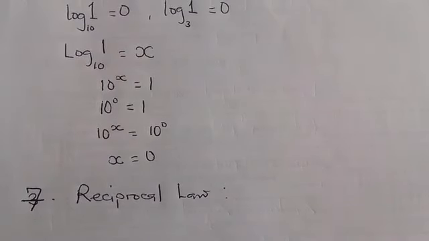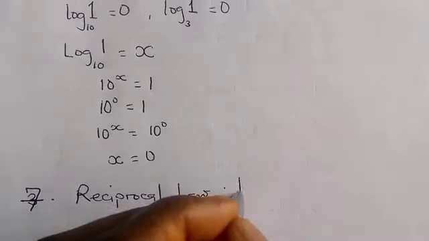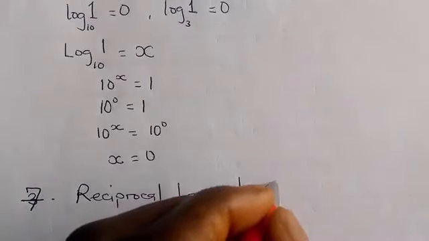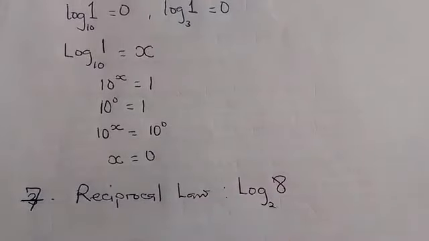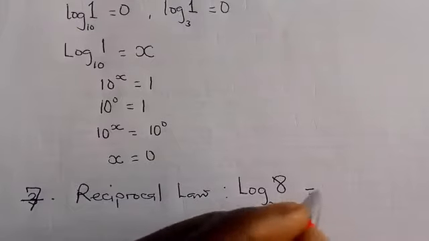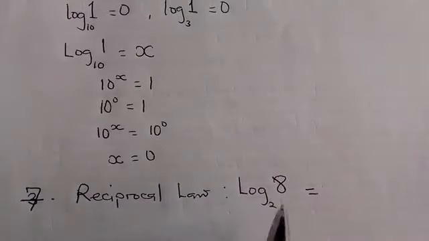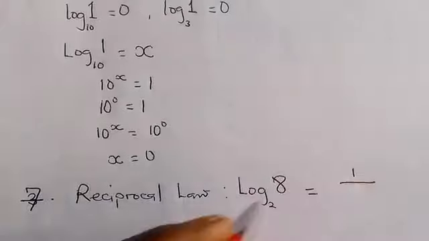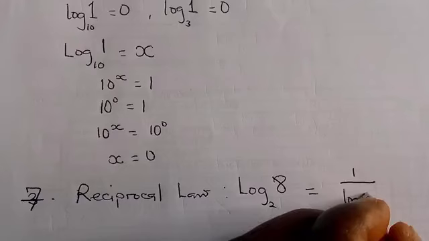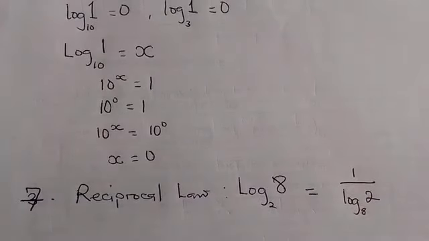For this law, when the reciprocal of a logarithm is required, the base and the number are interchanged. That is, their positions are interchanged. For instance, if you are asked to find log 8 to base 2, the reciprocal of this, you are going to have 1 over log 2 to base 8. That's all about this reciprocal law.